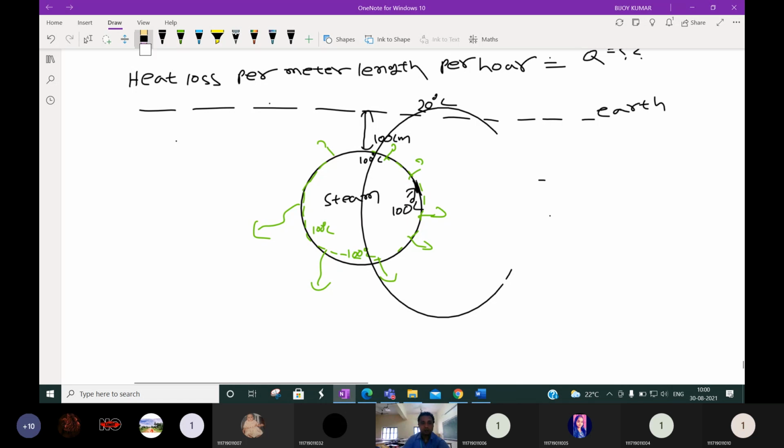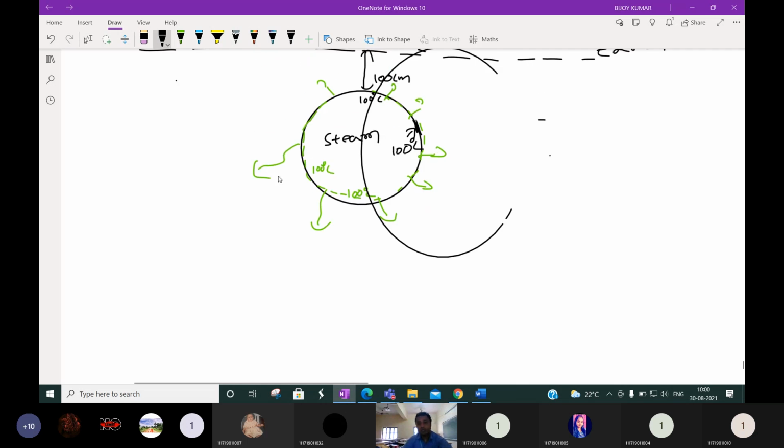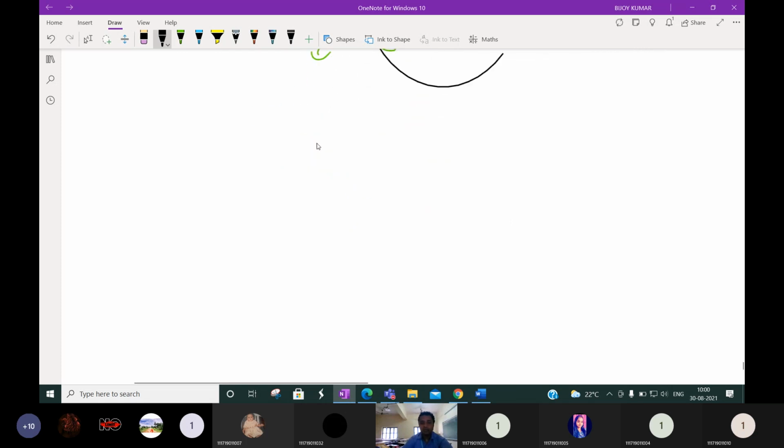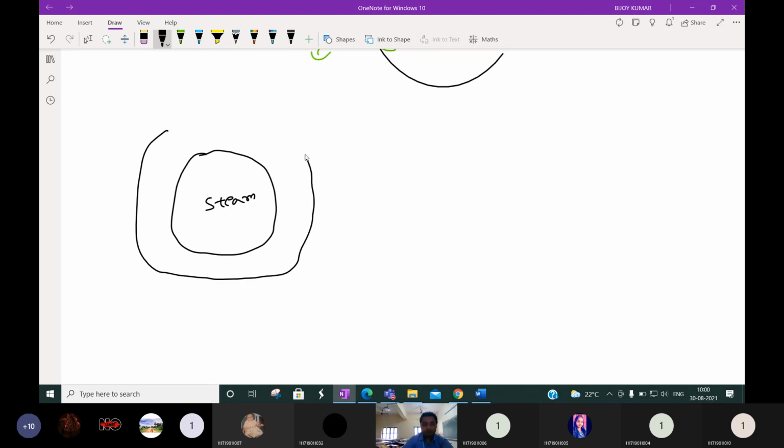Okay, let me draw once again. You know that the heat will transfer in all directions. All directions means it will transfer in a cylindrical way. Suppose this is the pipe where steam is flowing, and this is the outer pipe. This is the earth surface. What is the inside radius, Ri? Inside radius means this to this.